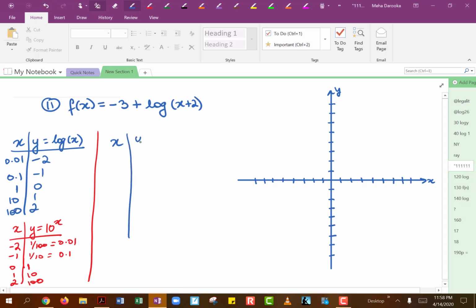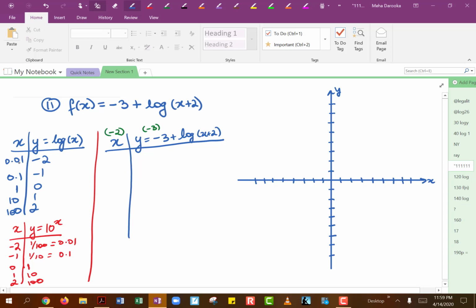What you would actually need to do is the x values. Remember, these numbers were moving to the left, so to all the x values, you would need to subtract 2, and all the y values, you would need to subtract 3 to create your table for this transformation function. So take each one of your x values here in this table for the log of x and subtract each one of them by 2.